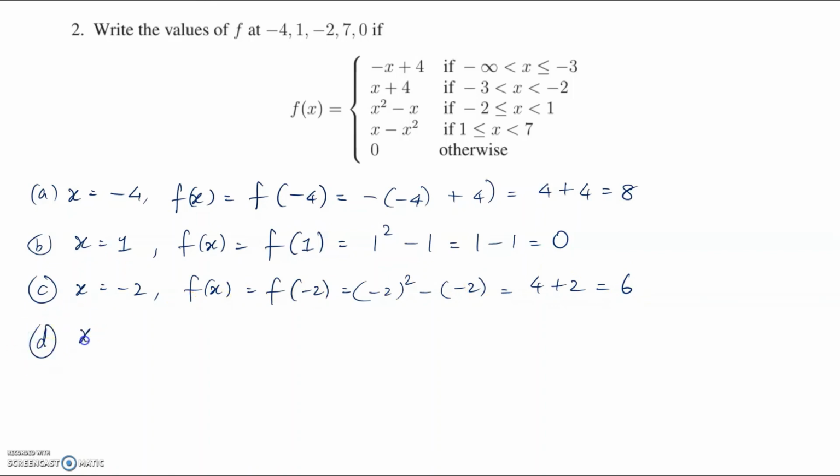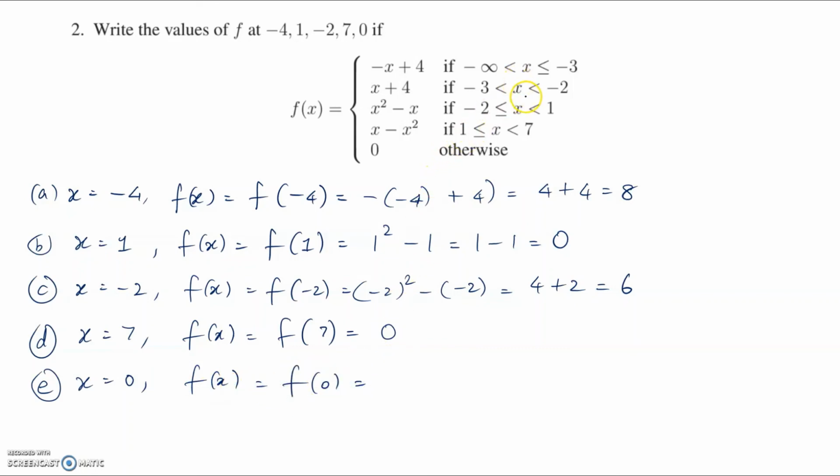Then, when x is equal to 7, f of x is equal to f of 7. Where does 7 come? Whenever it's greater than or equal to 7, it falls in the otherwise category, and it's 0. So that's equal to 0. Then the last one, x is equal to 0. So f of x is equal to f of 0. So 0 falls in this category, which is minus 2 to 1 range. So it is 0 squared minus 0, that will be 0.